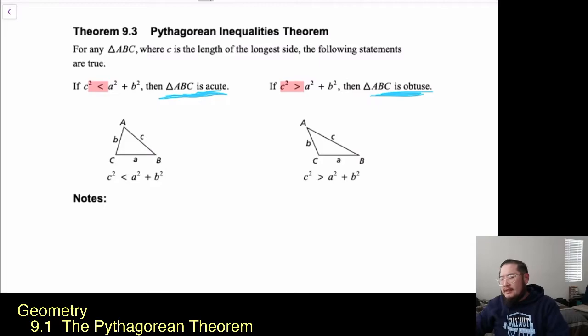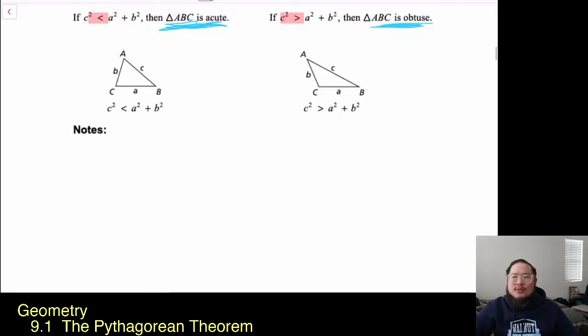Oftentimes you'll see a squared plus b squared is equal to c squared. Typically, we start with a and b first. But in order to figure out whether we have an acute or an obtuse triangle, you may want to switch the equation so that c squared comes first. Then you have c squared less than a squared plus b squared, or greater than a squared plus b squared, to determine whether it is acute or obtuse.